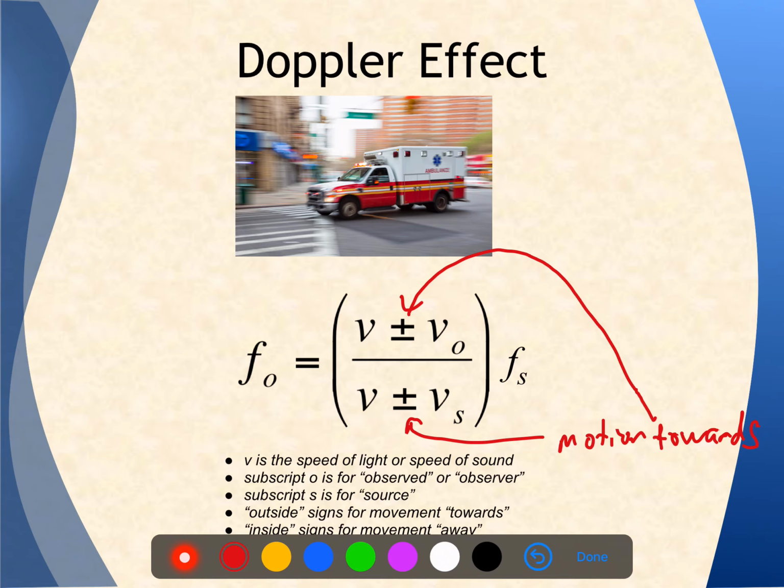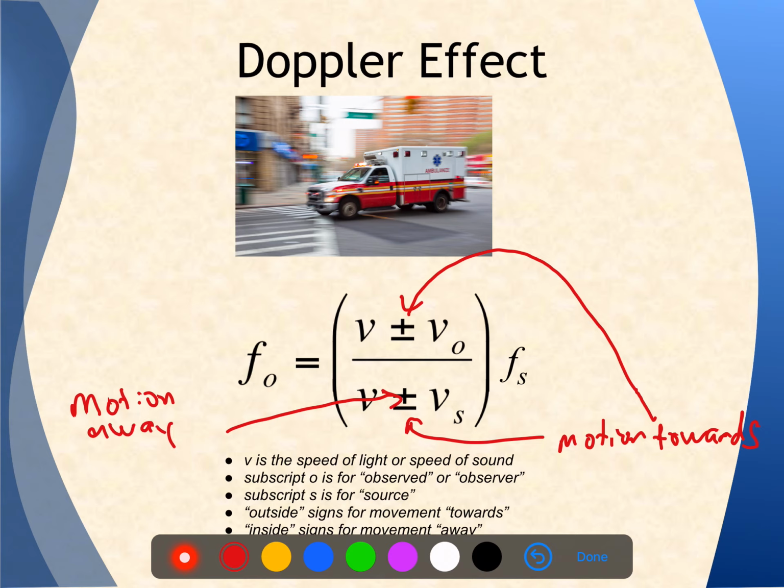And so the ones inside, this one and this one, give me motion away, and let's check and make sure that makes sense. So once it's moving away from me, I know it should sound lower in frequency, so I want to decrease this frequency. That will happen by increasing this denominator to multiply it by something smaller here. So I will then choose this inside sign, so this amounts to motion away. It's moving away from me now.